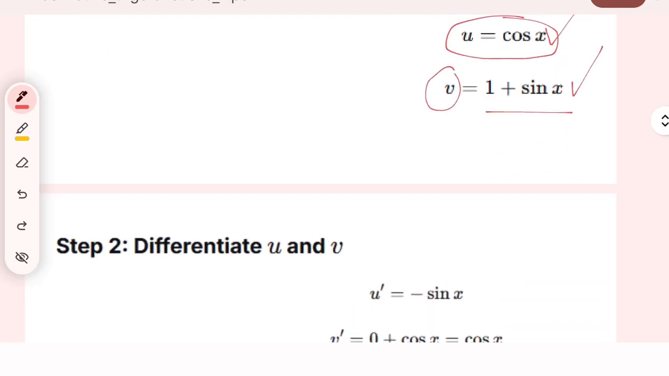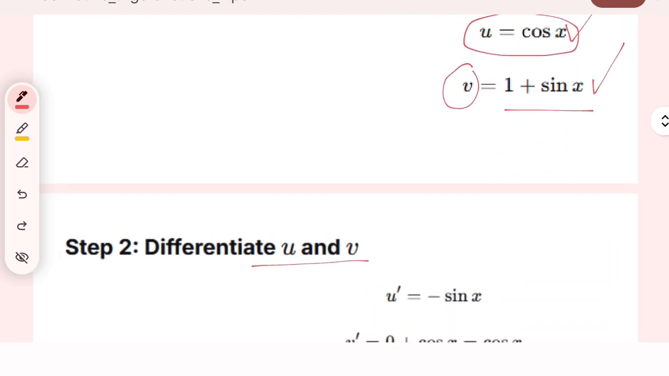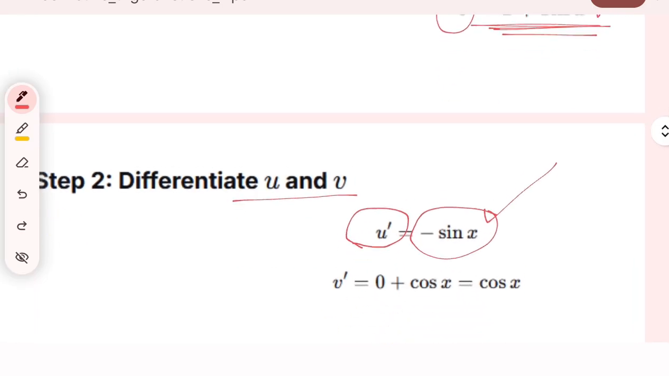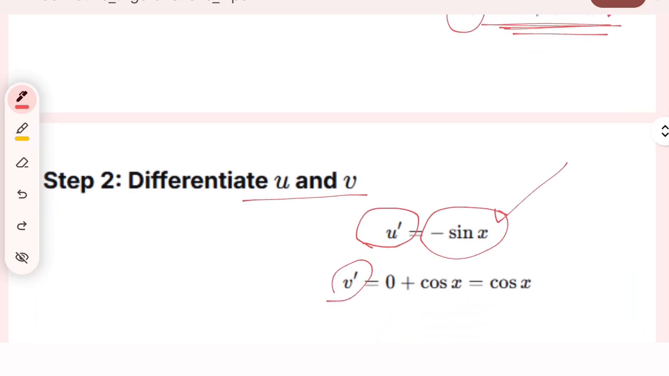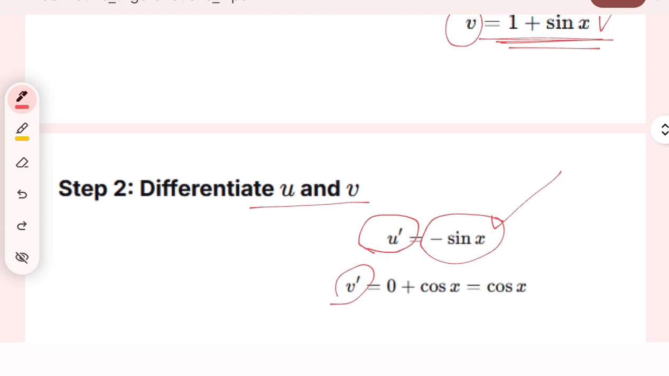Now we will take the derivative of u and v. What's the derivative of the numerator, cosine x? The answer is negative sine x. Now, what is the derivative of v? The derivative of v is simply equal to 0 plus cosine x, or simply cosine x.